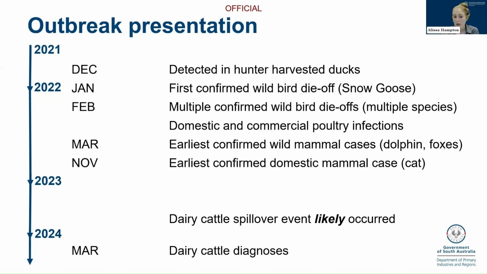This then grumbled along, and we didn't see this unusual scenario of the dairy cattle infection until March this year. So it was suspected that there was a spillover event from wild birds to cattle late last year, and then it wasn't seen until early this year. So while I suppose any animal may become infected, this is rare and it's not something that we expect to see initially. Next slide.